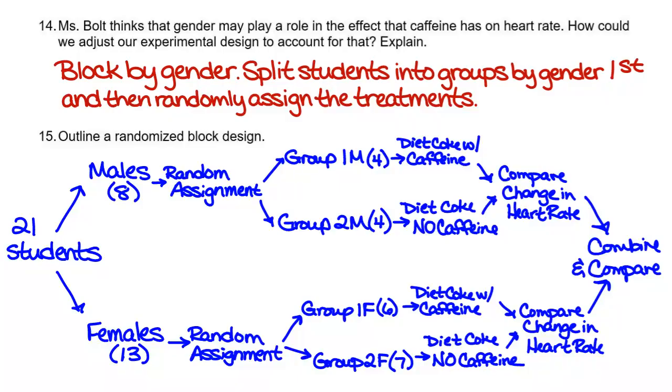So we could have done, instead of by gender, maybe we could have done by whether or not they're an athlete and participating in sports. We could have done that for our blocking.